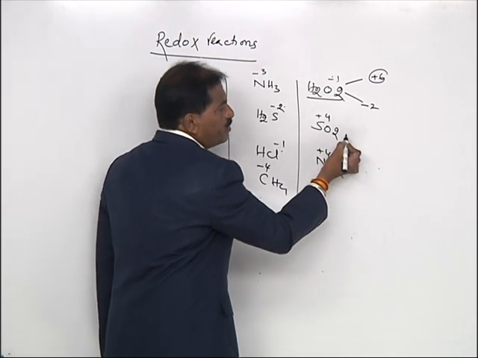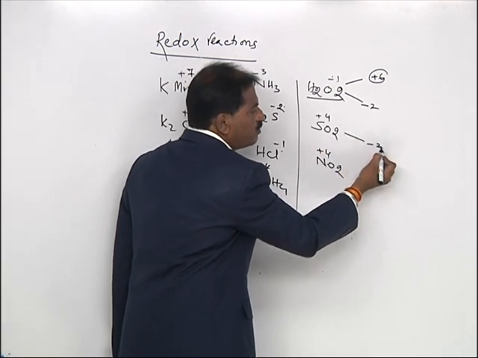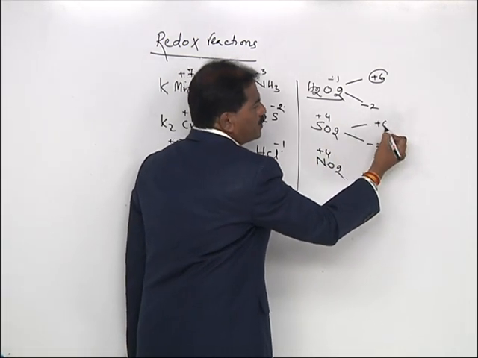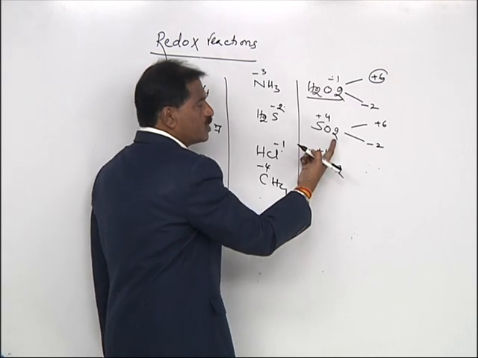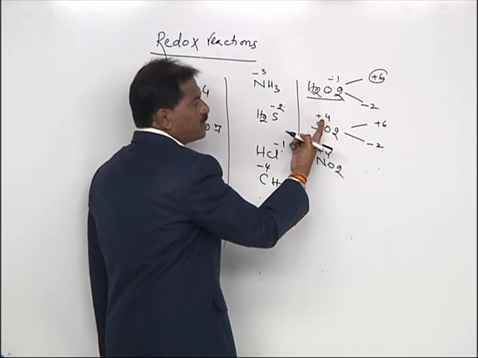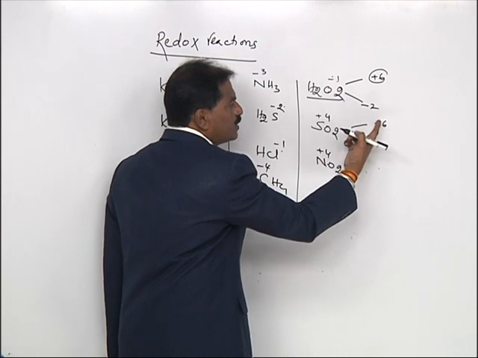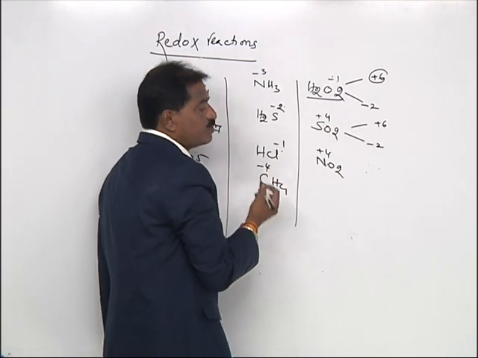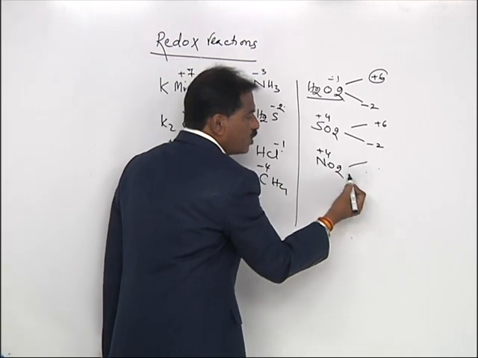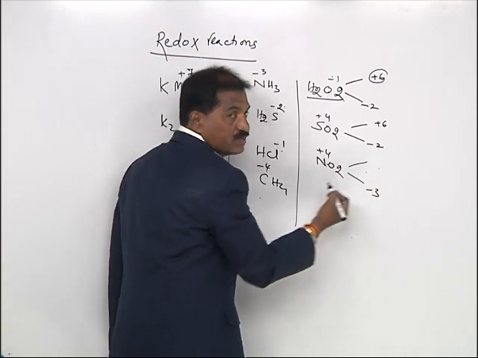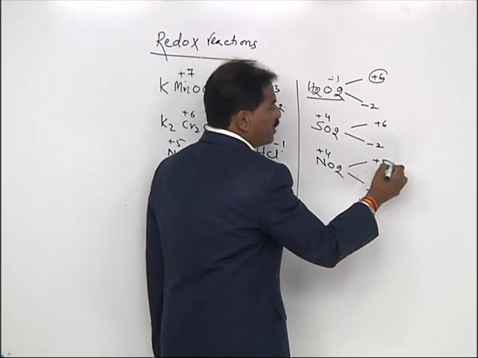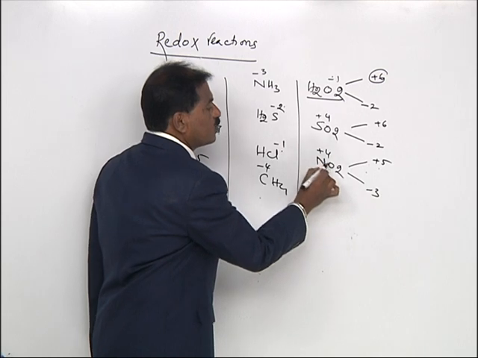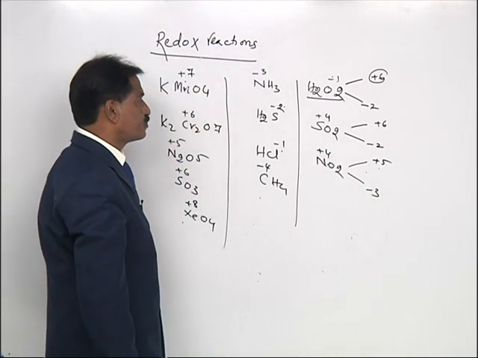Similarly, sulfur. For sulfur, the least possible value should be -2. The highest possible value should be +6. But in SO2, the sulfur is exhibiting +4, which is neither equal to the highest nor equal to the lowest. Therefore, it can act as both oxidizing and reducing. Similarly, in NO2 also, the least possible value is -3, the highest possible value is +5. Therefore, here nitrogen can act as both oxidizing and reducing agent.